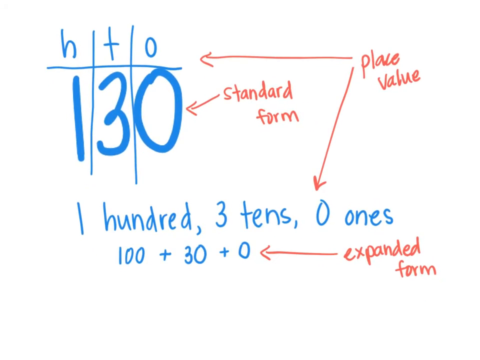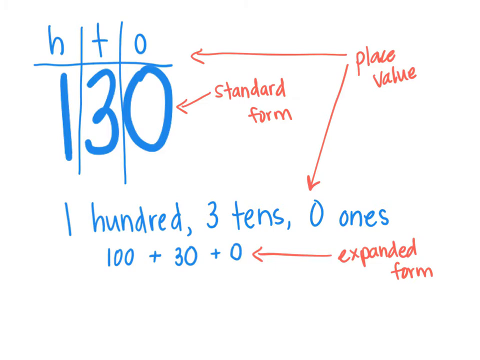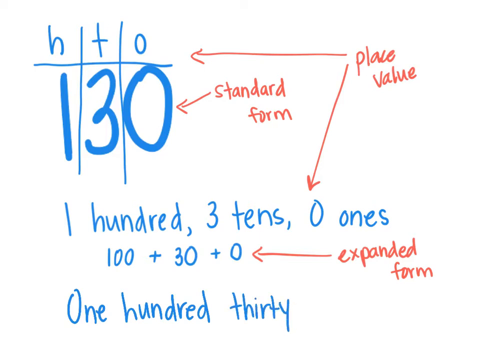How else can we show this number? Let's write it in word form. So taking this number and writing it in words. First, looking at the hundreds place, we have 100. And then we look at the tens and ones together, and we have 30. So 130. What's that called again? Word form.